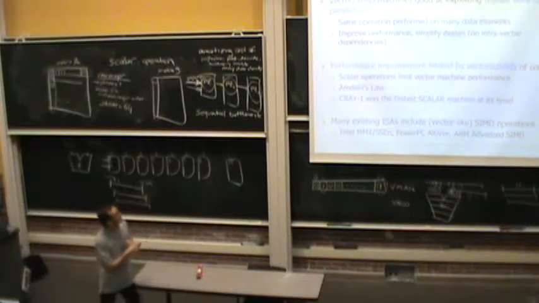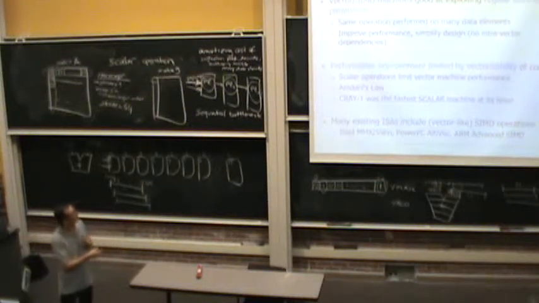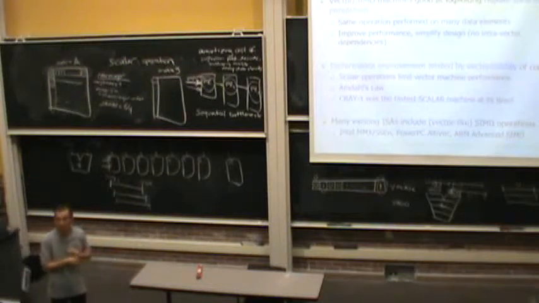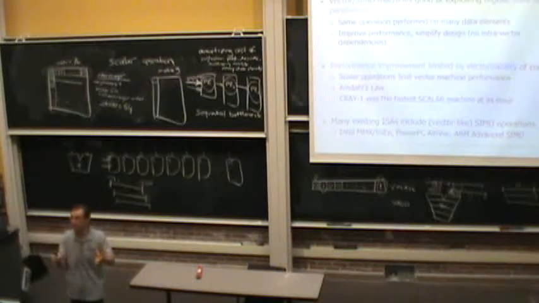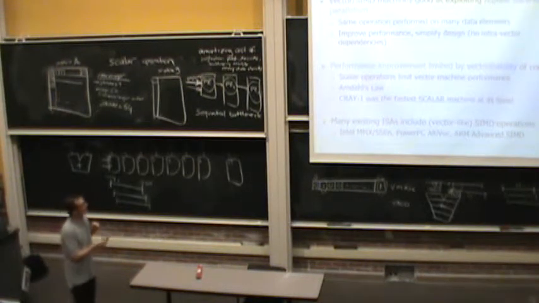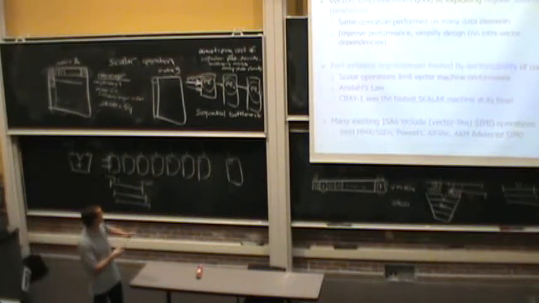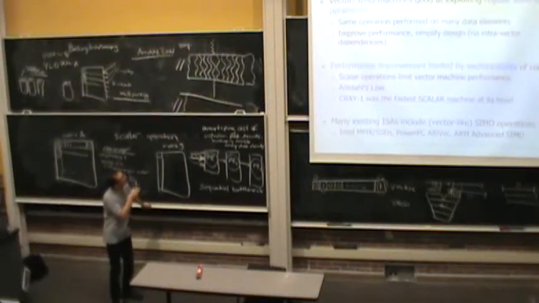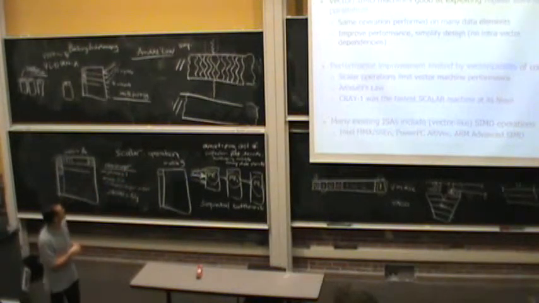Okay, vector machines are good at exploiting regular data level parallelism. Hopefully you're convinced of that by now. We've covered a lot of these. They simplify design, they improve performance, and the reason is because you can do the same operation on multiple elements. The problem is performance improvement is limited by the vectorizability of the code, and scalar operations, as I showed you in one of these boards here, limit your performance, and hopefully you're able to do the calculations.